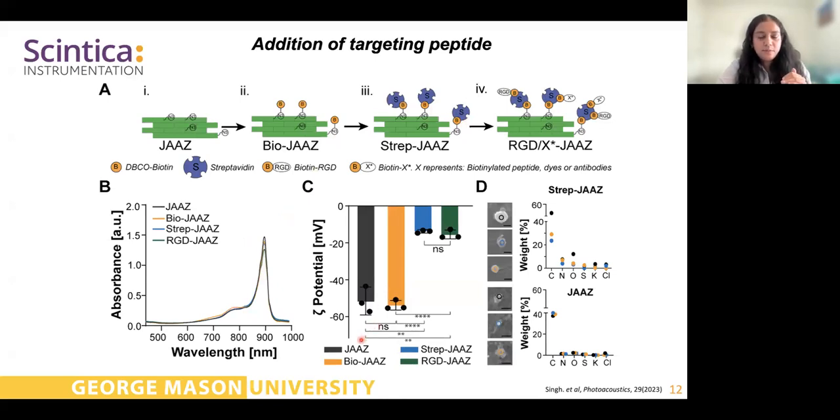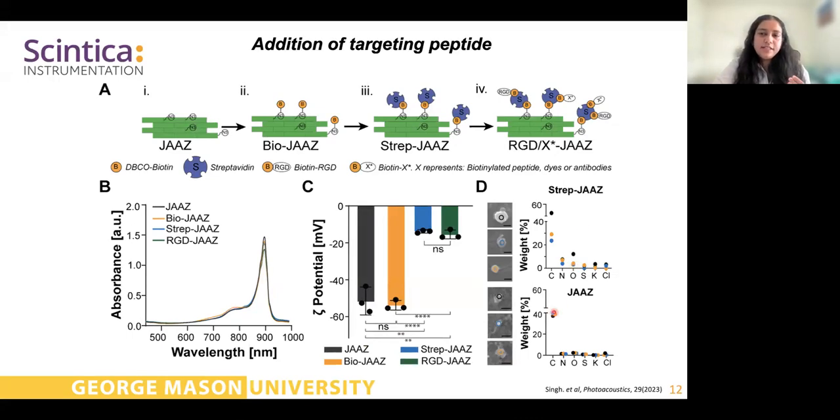And after that, we measured the zeta potential or the surface charge of these particles, and noticed that on the attachment of streptavidin, since it is a 55 kilodalton protein, we observed a change in the zeta potential towards the positive end. Our particles moved from negative 57 millivolt up to negative 13 millivolt. And on the attachment of RGD, since it's such a small peptide, we obtained a non-statistical difference in the surface charge.